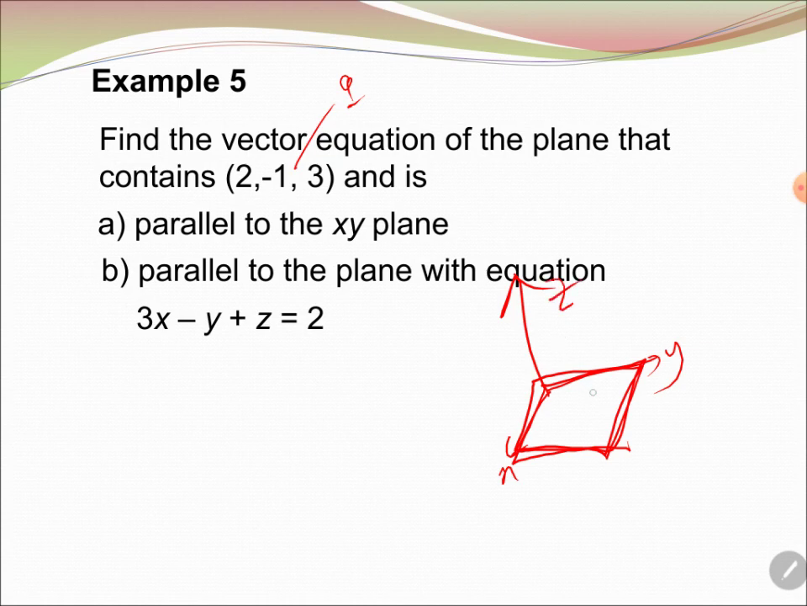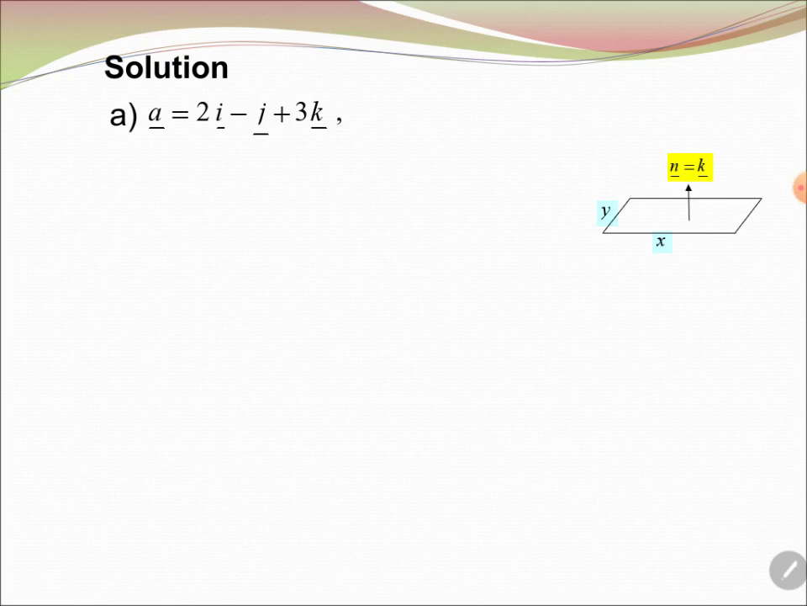So what is the normal of this plane, the xy plane? The normal should be parallel to the z-axis. So how do we write the normal here? For question a, the normal should be k only, a constant 1k. Why? Because it's parallel to the z-axis. The value of z is none, so the normal is going up, parallel to the z-axis. So the normal is equal to k.